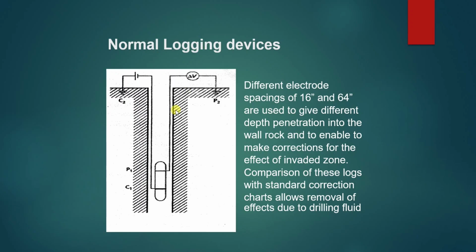We can see there are different spacings between the electrodes, 16 inches and 64 inches. These distances are what we call the short normal and long normal. We will discuss the short normal and long normal later.